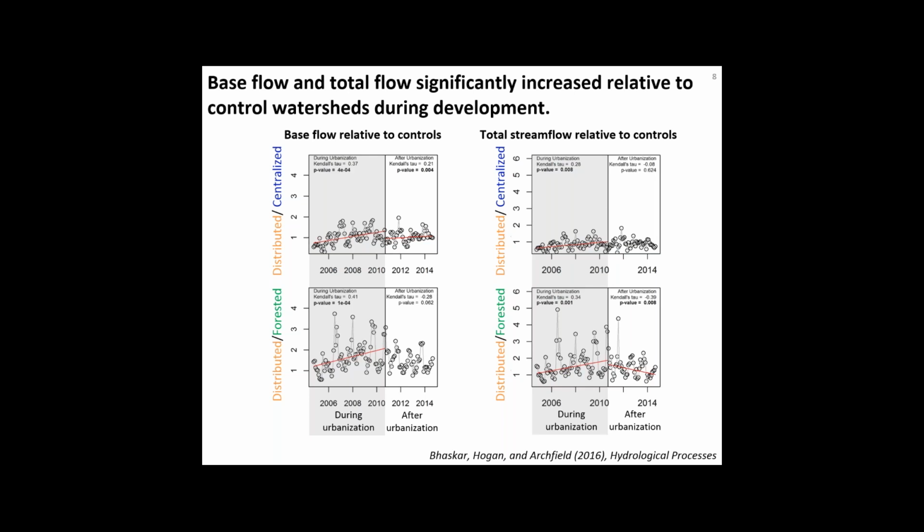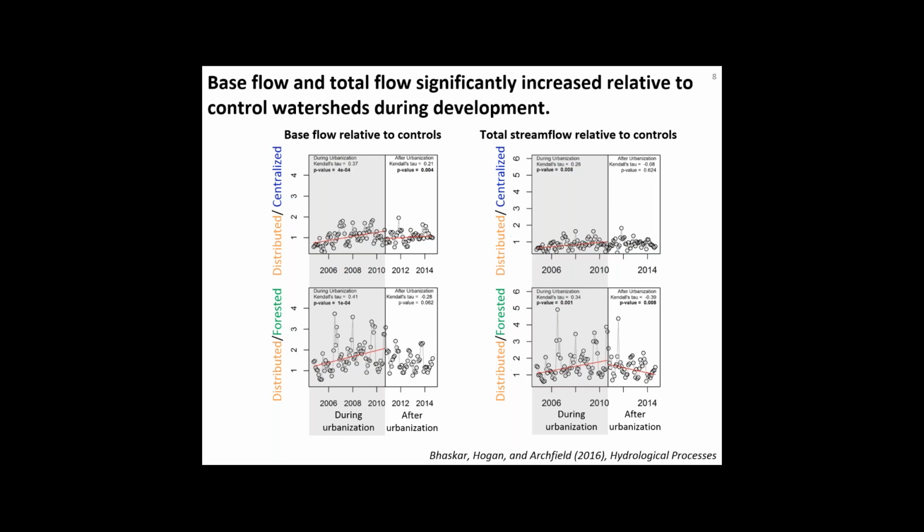The next plot I'm showing is autocorrelation of the seasonal or the monthly base flow values, and again broken up into two time periods, before 2010, which is the during urbanization time period, and then after 2010, which is after urbanization. And again, looking at these three watersheds.